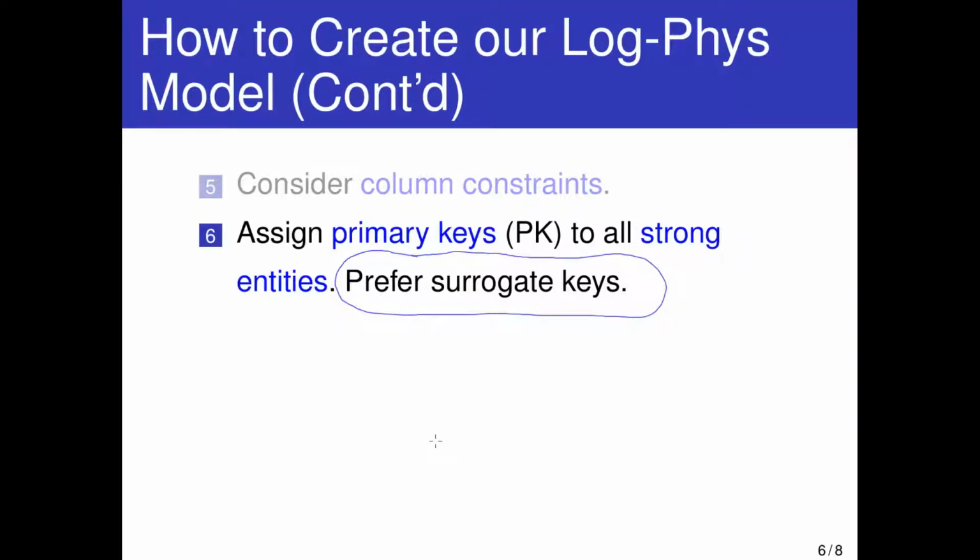But the default should always be a surrogate key, that is to invent an attribute that is used only as the primary key in the database. That attribute could, for example, be called ID. So at least all strong entities will have an extra attribute called ID.